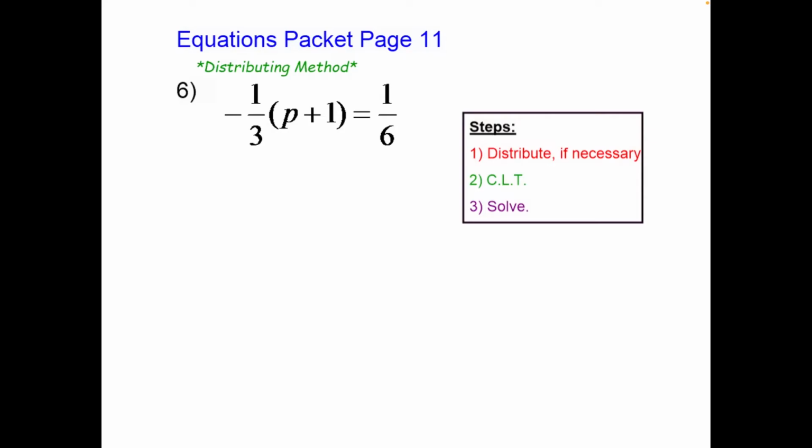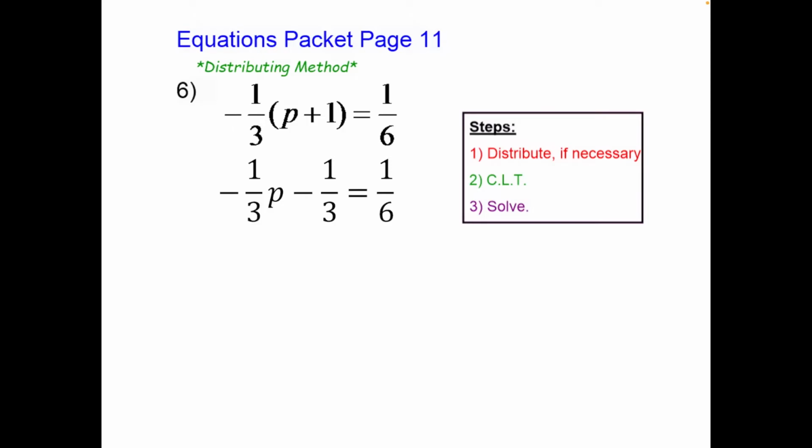Number 6, negative 1/3, open parentheses, p plus 1, close parentheses, equals 1/6. This one can be solved using two different methods, the distributing method or the dividing method. First, I'll show you the distributing method, and then I'll show you the dividing method. For the distributing method, we start by distributing that negative 1/3 to the p and the 1. Negative 1/3 times p is negative 1/3 p. Negative 1/3 times 1 is negative 1/3. And then we bring down that equals 1/6.